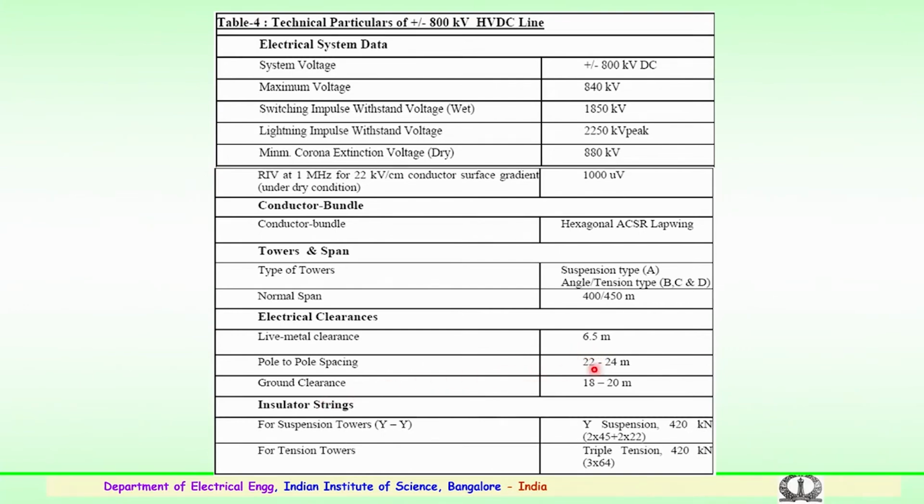Then pole to pole spacing here is anywhere between 22 to 24 meters. The ground clearance is between 18 to 20 meters. So, 18 meters is the minimum which is employed.